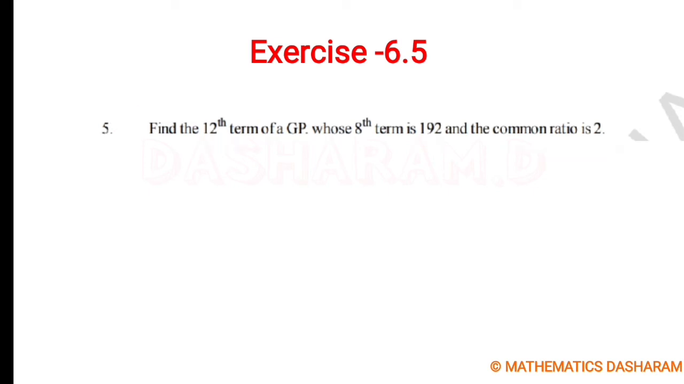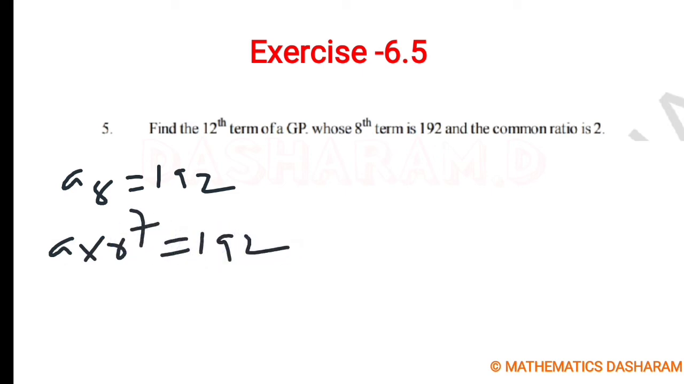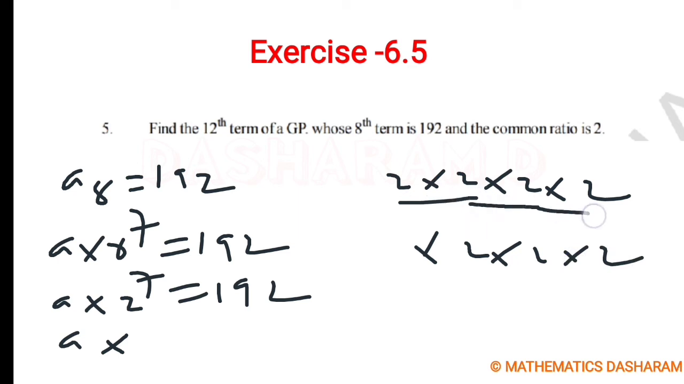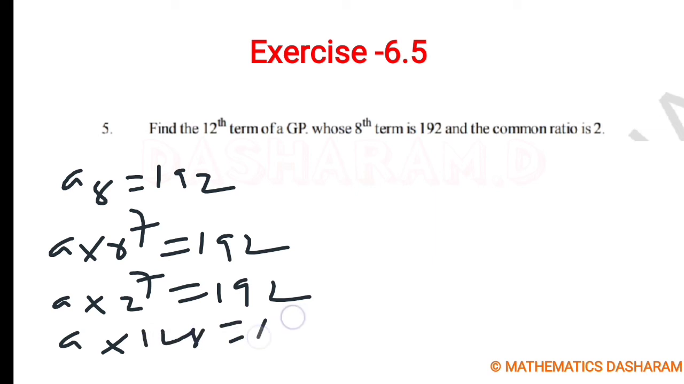See here, the 8th term is 192, so A8 equals 192. A8 means A into r to the power of 7 equals 192, but the common ratio is already given, that is 2, so substitute that. So A into 2 to the power of 7 equals 192. 2 to the power of 7 means multiply 2 seven times. 2 2s are 4, 4 2s are 8, 8 2s are 16, 16 2s are 32, 32 2s are 64, 64 2s are 128. So A into 128 equals 192.